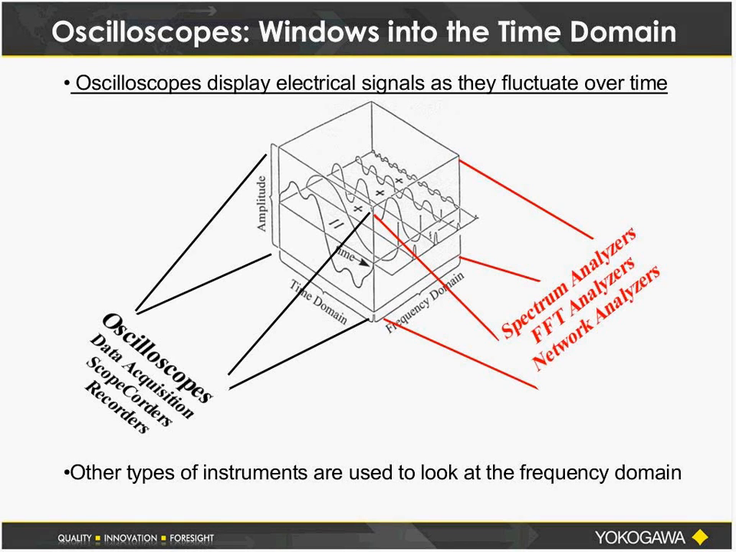math and electrical theory tells us that any time domain signal can be represented in the frequency domain, and sometimes we're interested in analyzing the frequency content of a signal. You may use a specialized instrument such as a spectrum analyzer, a FFT, or network analyzer to look at the frequency content. And what you'll find is sometimes time domain instruments nowadays can convert these waveforms into the frequency domain and show you the frequency content to some extent as well. So I do want to point that out.